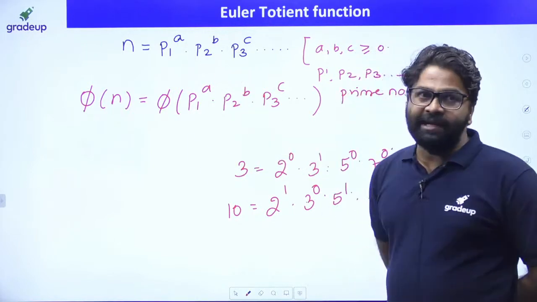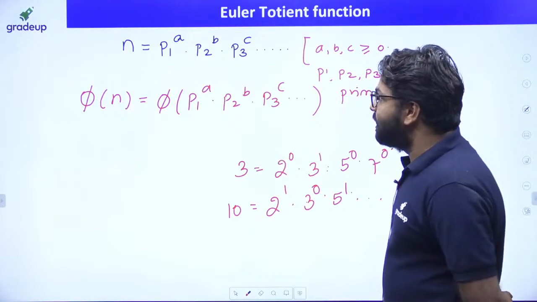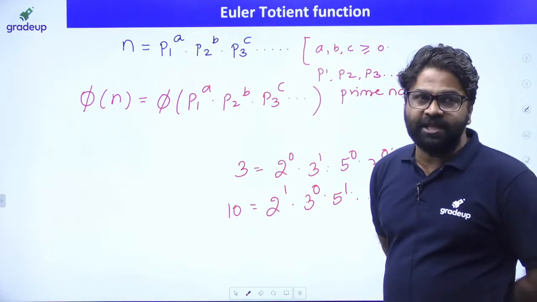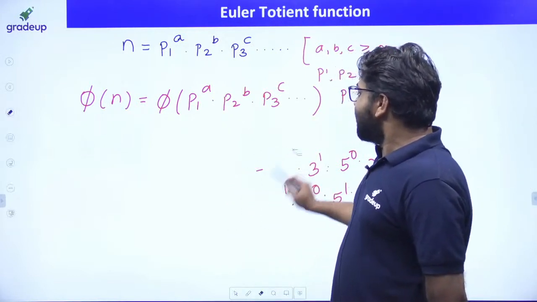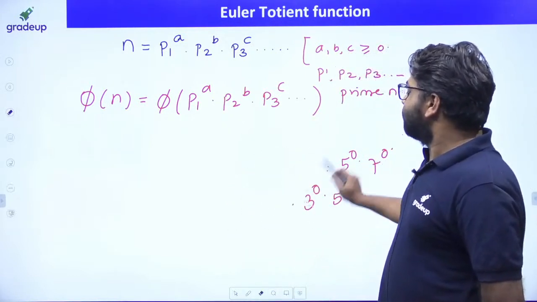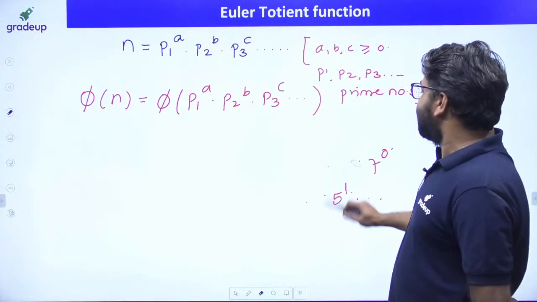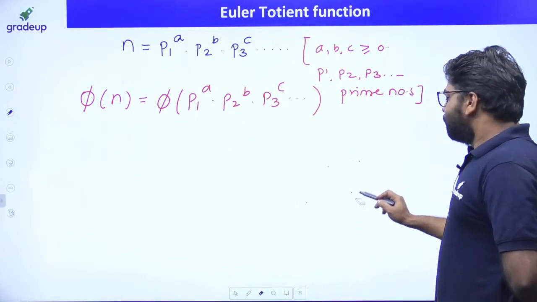So any number n can be represented as P1 raised to A, P2 raised to B, P3 raised to C. In this way you can go on and try to find out. That is my main idea: to calculate the totient function of any particular element that I will be having over here.